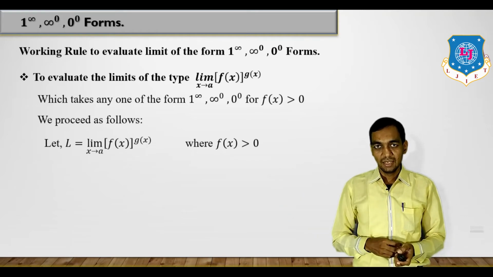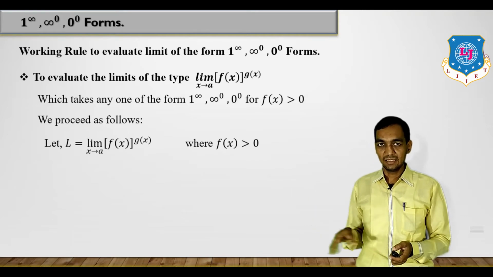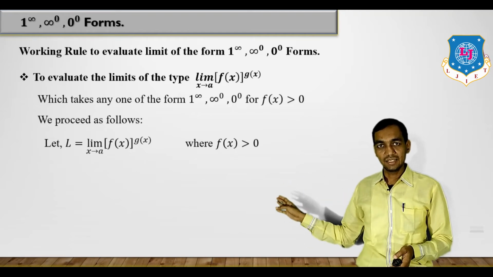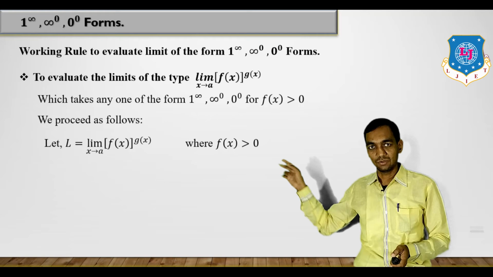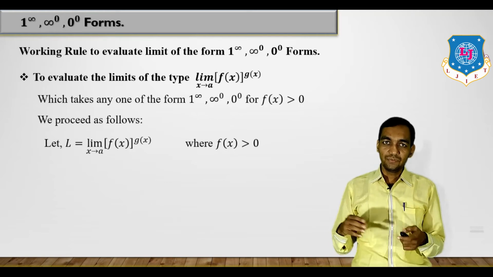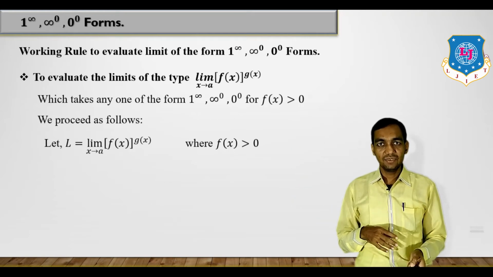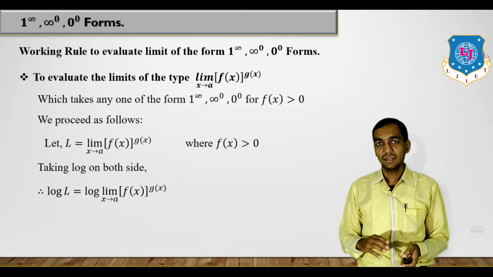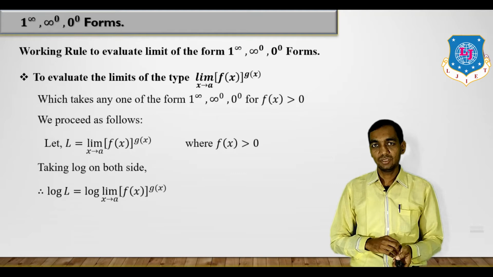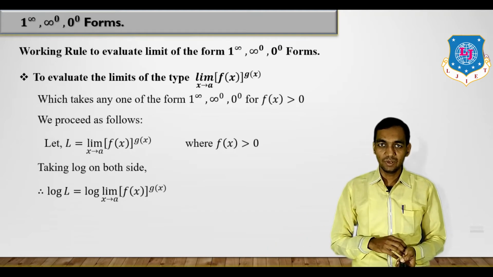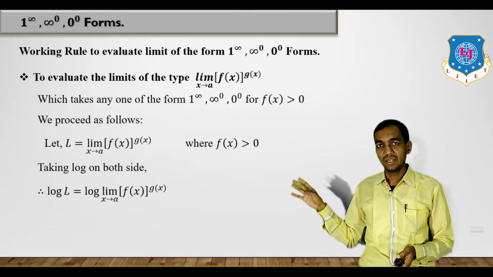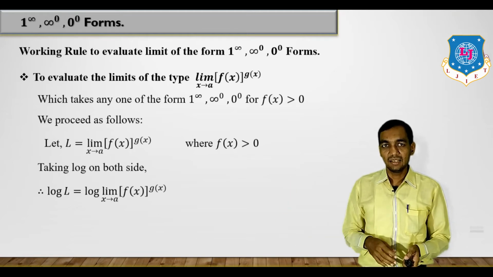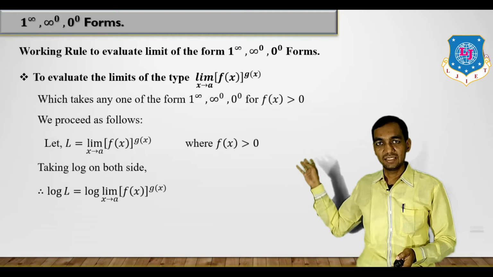Now what we are going to do, suppose you are given limit x tends to a, f(x) raised to g(x), and f(x) is greater than 0. So in that case, we start with capital L equal to limit x tends to a, f(x) raised to g(x). Now if it is any of these three cases, then we start by taking log both sides. Since log is a continuous function, it can go inside and outside of the limit. So this can be written as log of limit x tends to a, f(x) raised to g(x), rewritten as limit x tends to a log of f(x) raised to g(x).